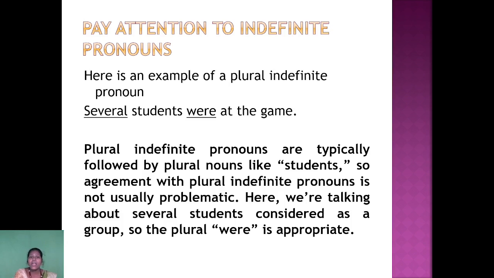Then pay attention to the indefinite pronouns. What does pay attention mean? We give more importance to these words because they can be considered singular or plural. We don't know which. It depends upon the sentence and the situation. So that's why we give more importance to indefinite pronouns.